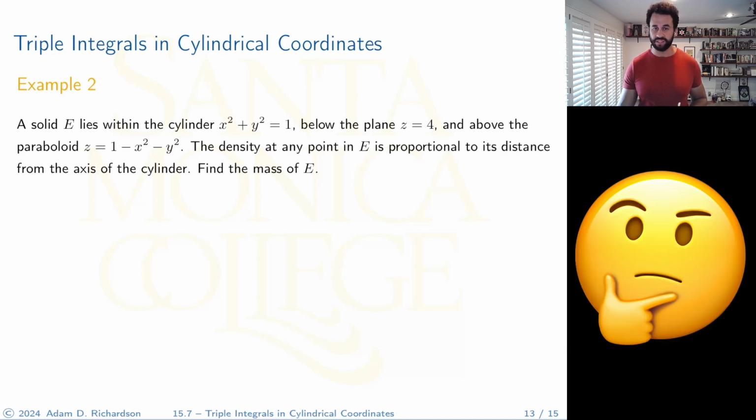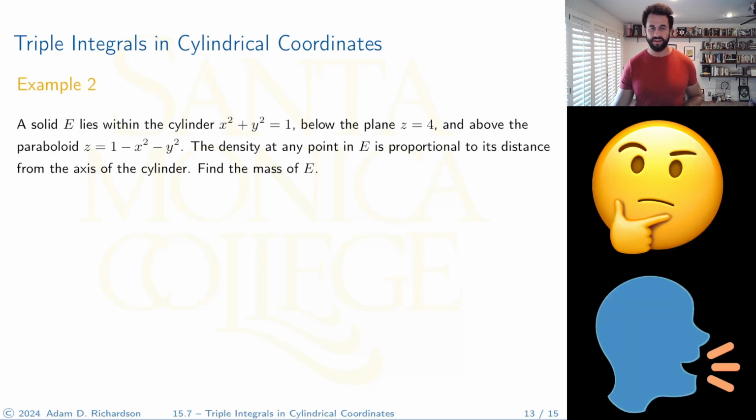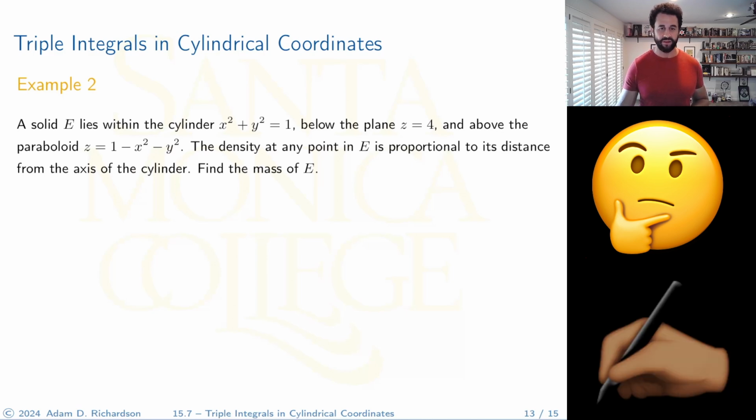All right, I want you to ponder this for a minute. Think about it, visualize it. Now say something out loud to yourself, anything, about how you might proceed. Now try to work it out on your own. Remember, we're given a density function representation. The density is proportional to the distance from the axis of the cylinder. Keep that in mind. Come up with your density function and try to describe your region. You're going to notice that it's easier to do in cylindrical coordinates.